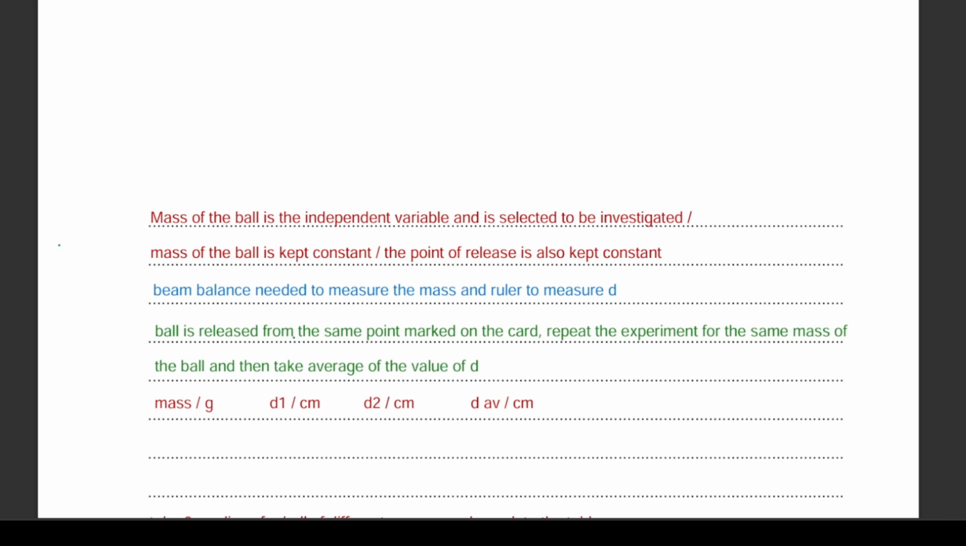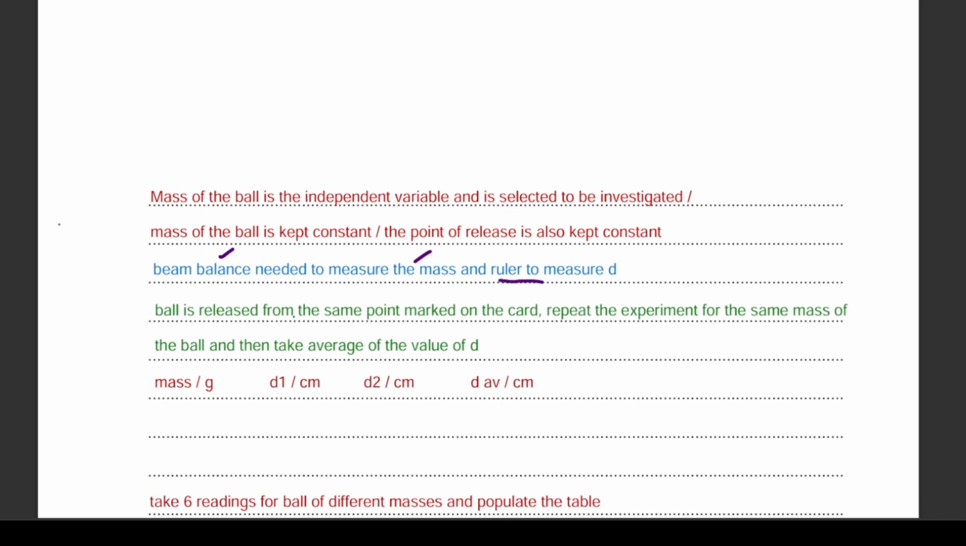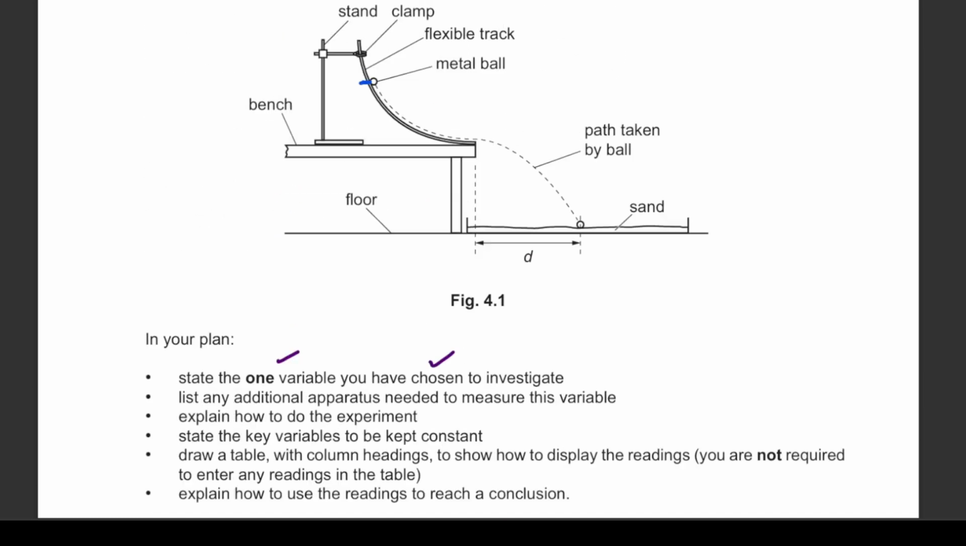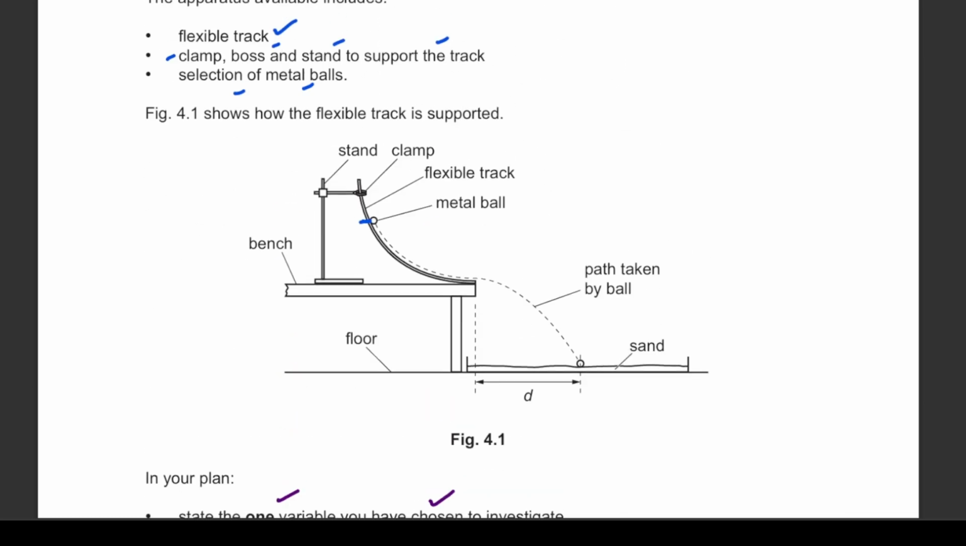To measure the mass, you can use a beam balance, but since we are not doing that, I will be using a ruler with a Bose clamp to measure the D. So what I would do is attach a Bose clamp over here and attach a meter rule at this point. So I can probably find the point of location with a set square where the ball is going to be released from.